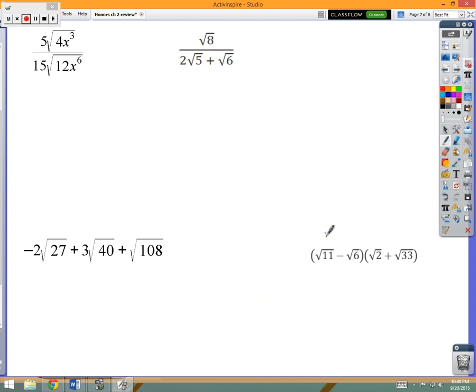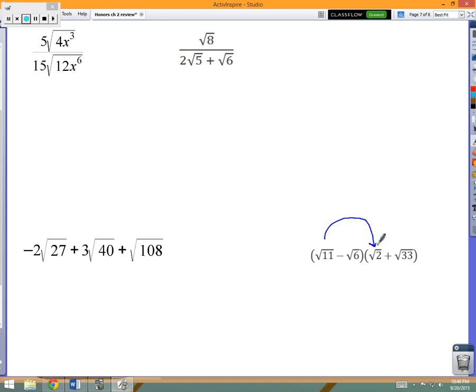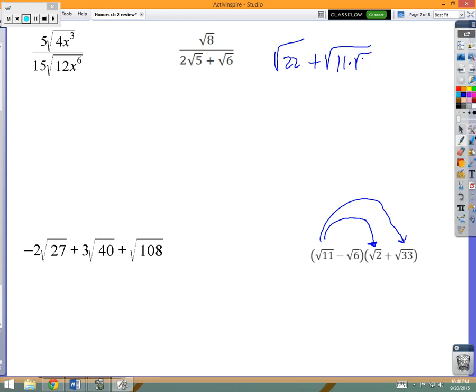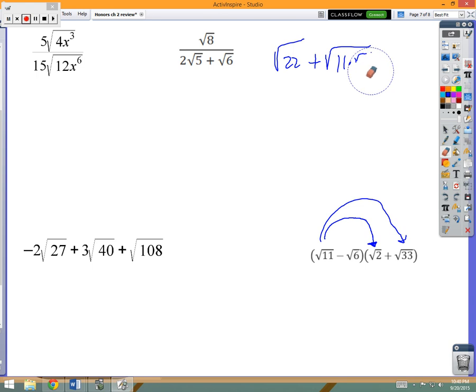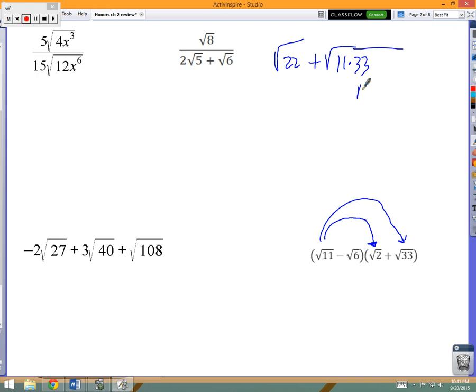Okay, this one looks mean. So you've got to double distribute. Square root of 11 times square root of 2 is going to be square root of 22. Square root of 11 times square root of 33, that's square root of 11 times 33. In 33 there is an 11, 3 times 11, so here we go. I'm taking this 11 out. So I got square root of 22. Take the 11 out and leave the 3 in. Just going to kind of simplify as I go.